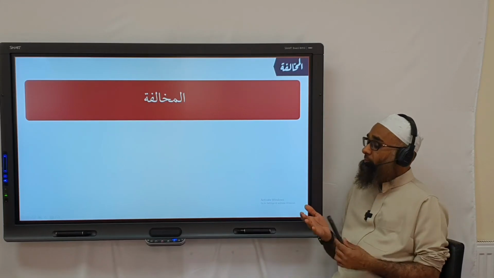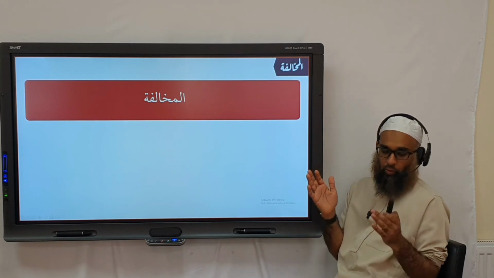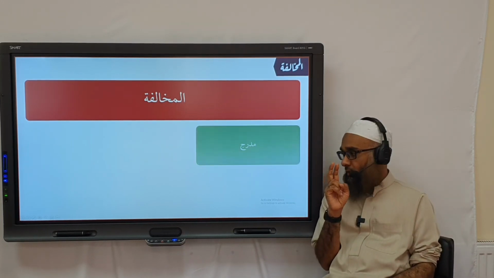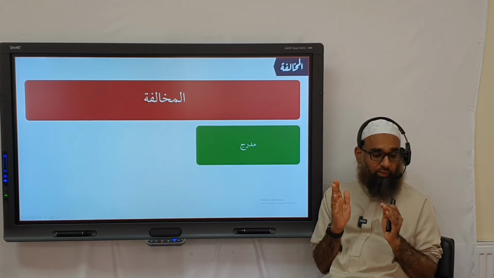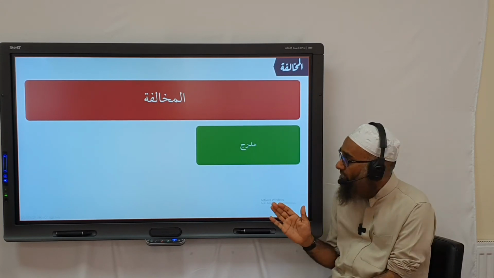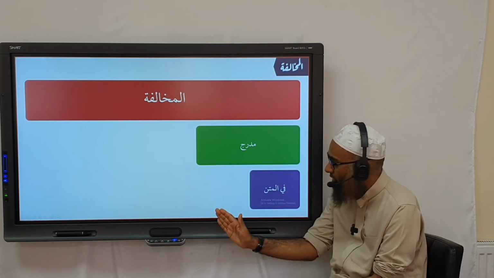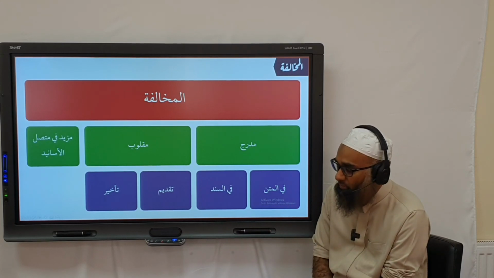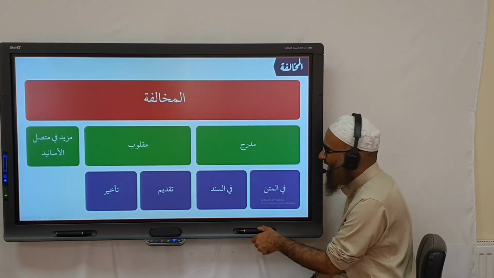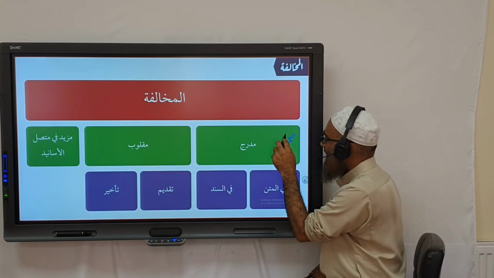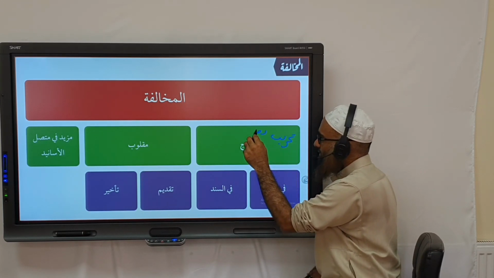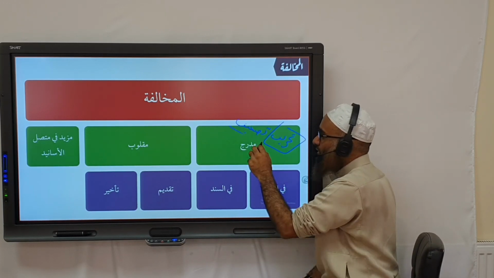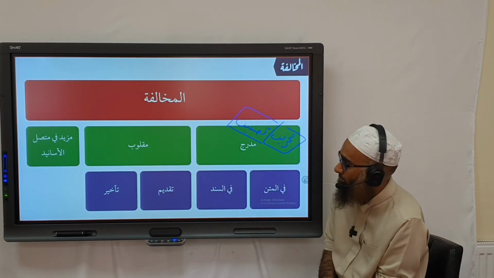Okay. So let's just summarize what we have here now. We can have mukhalafa. When we look at mukhalafa, we have to look at two different things. One is the types of mukhalafa. The mukhalafa can be mudraj fi matan, mudraj fi sanad. You can have maqloob fi taqdeem wa ta'khir. You can have mazid fi muttasil asanid. And then you can have tahrif, and you can also have tasheef. But those are not very common in the major books. These are the main things: mudraj, maqloob and mazid.